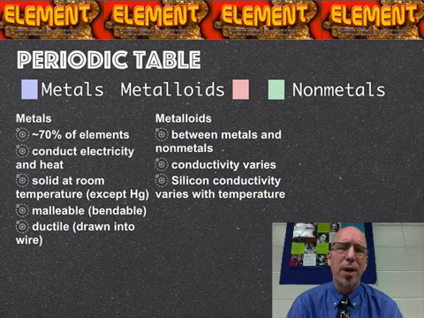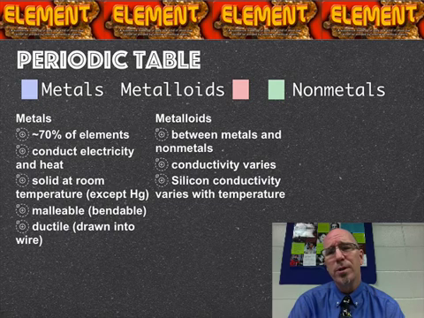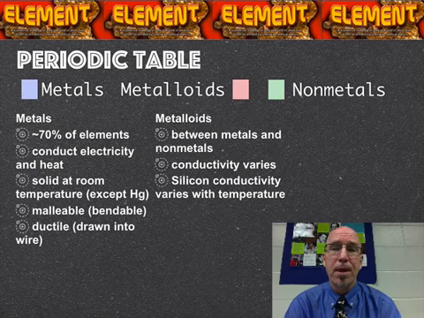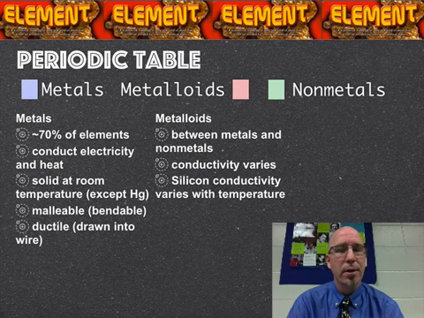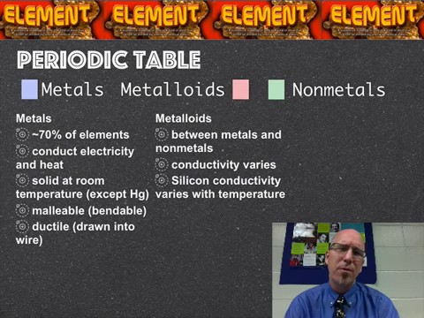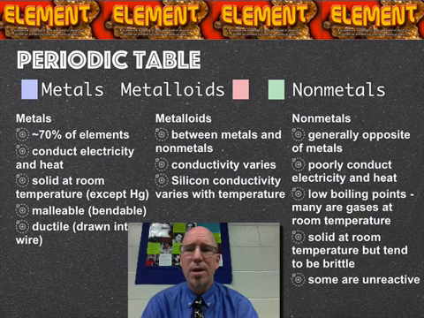Metalloids are in between the metals and non-metals. So silicon, germanium, those are really important elements for electronics. Their conductivity varies, which is an interesting property. Silicon conductivity varies with temperature. So depending on if it's cold or if it's hot, that can influence its conductivity. So metalloids, some of them conduct electricity, some of them don't. They're kind of in between. And then the nonmetals are typically the opposite of metals.